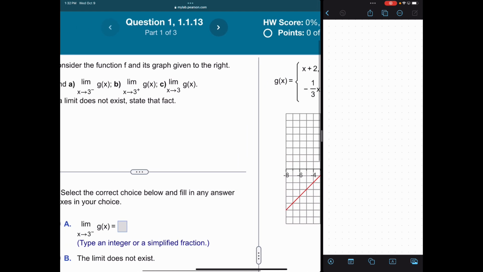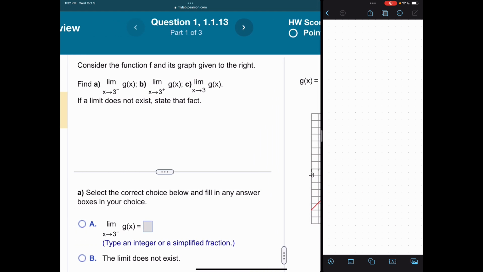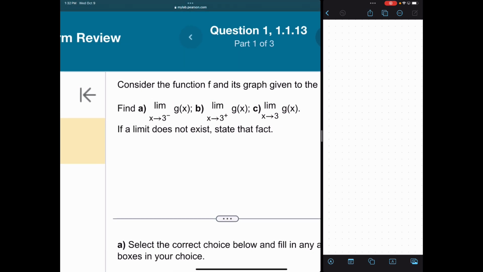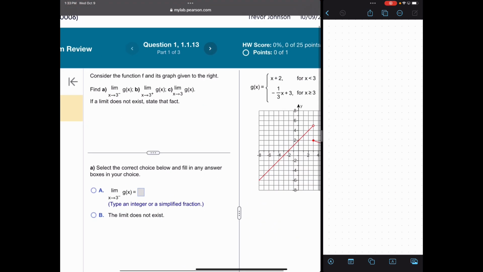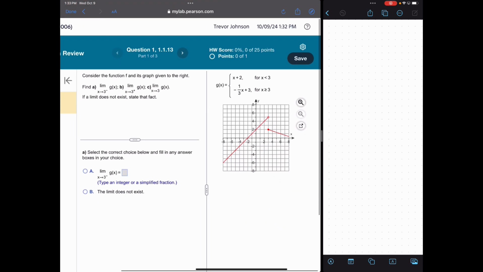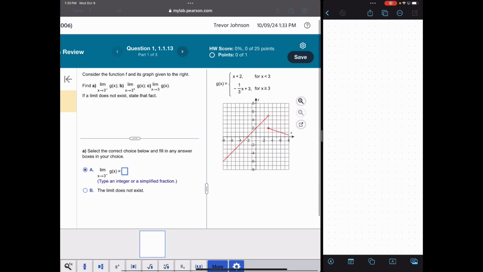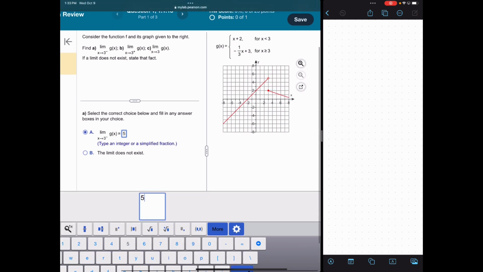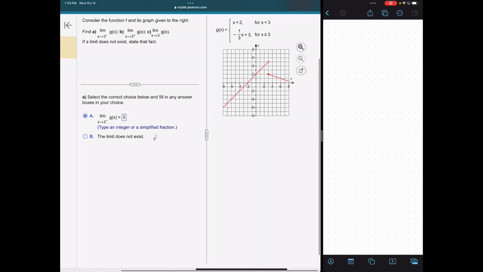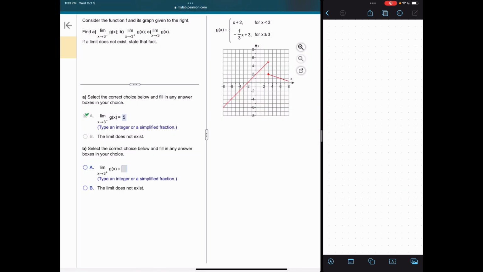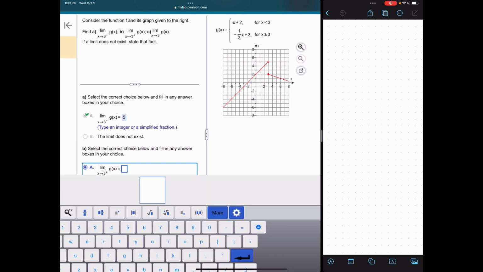But if I look at these directional limits, as part A is as x approaches 3 from the negative direction, that's coming from the left side. Negative direction is the left side. So what is my function approaching as I approach from the left side? I'm approaching 5. Very nice. From the right side? 2.